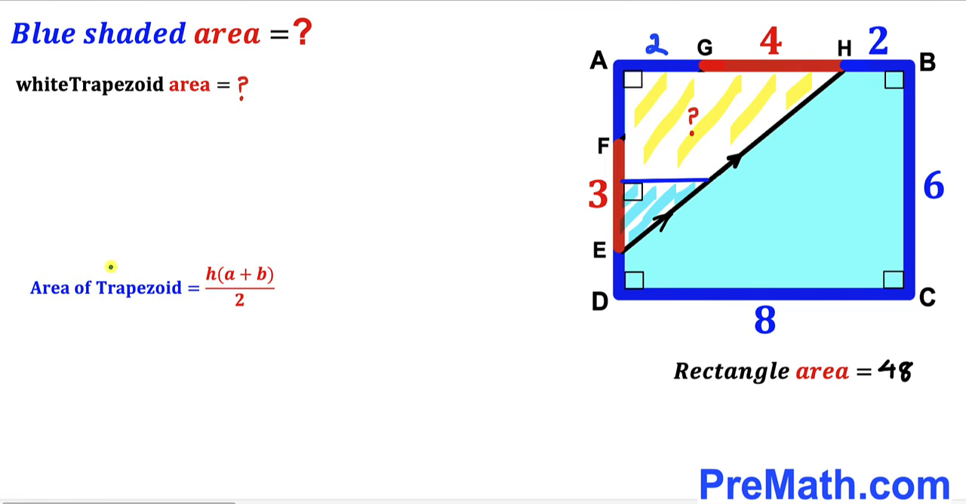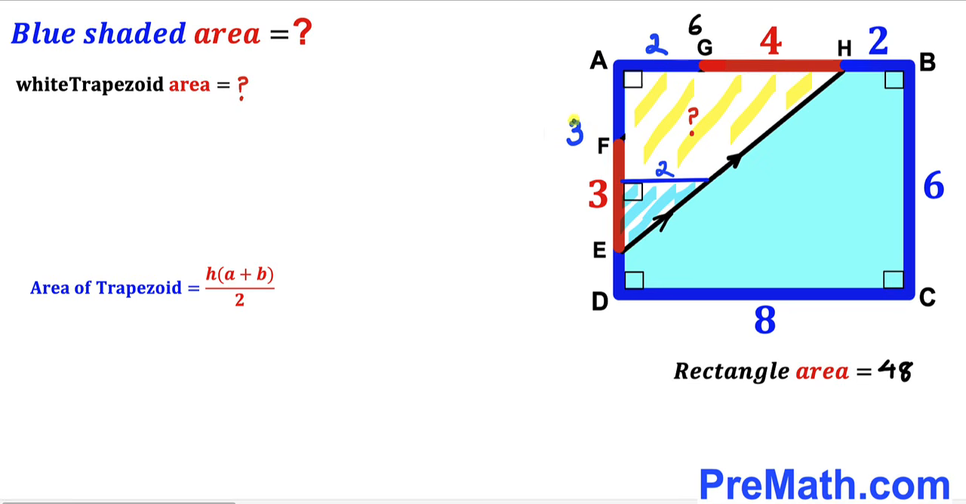Let's recall the area of a trapezoid formula. Area is always equal to the height h times the sum of the bases a and b all over 2. Now let's make an observation. We can see that this segment is going to be equal to this segment. This is 2, so this segment has got to be 2. Furthermore, this whole base AH is going to be 2 plus 4, which makes it 6 units. And finally, this segment, which is our height, is going to be 3 units.